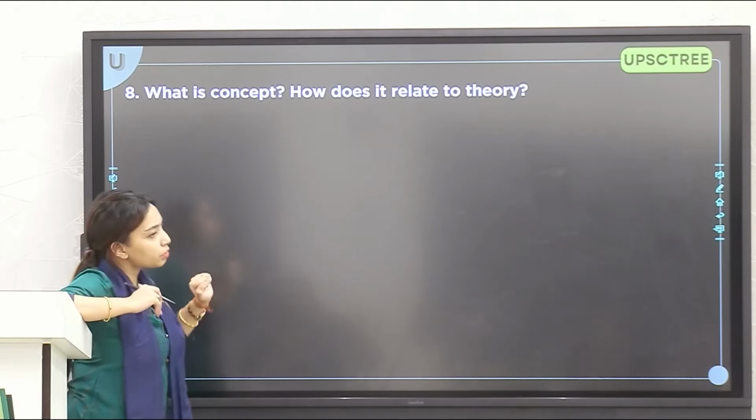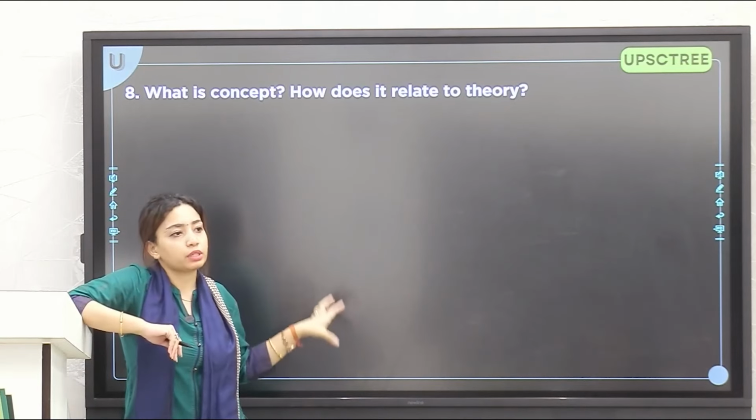Beyond this, you can also integrate some of the social thinkers part.